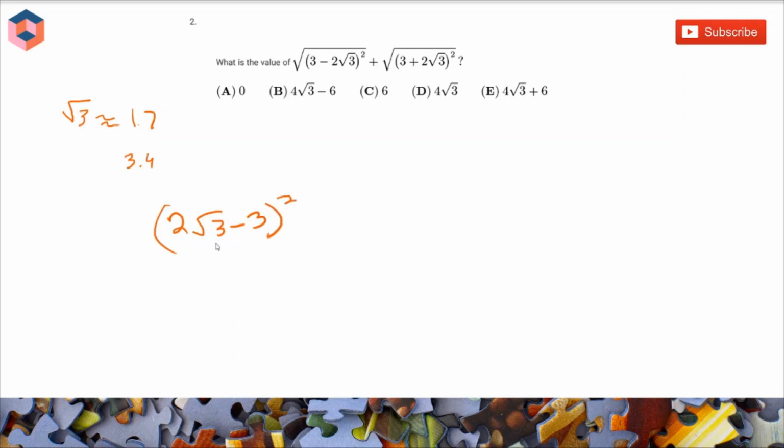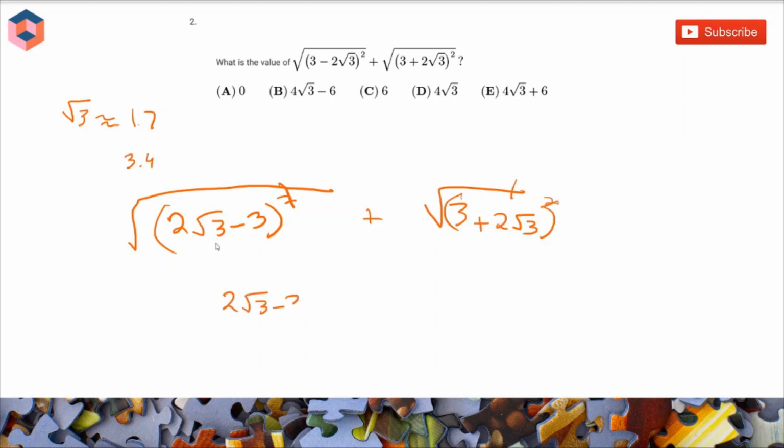Since we're multiplying by negative 1, but squaring negative 1 gives us 1. And since this expression is positive, the square and the square root cancel out. For this, since 3 plus 2 square root 3 is positive, the square and the square root cancel out there too. So then we're left with 2 square root 3 minus 3 plus 3 plus 2 square root 3. So instead of the 2 square root 3's canceling out, the 3's cancel out. So our answer is 4 square root 3, D. Moving on to question number 3.